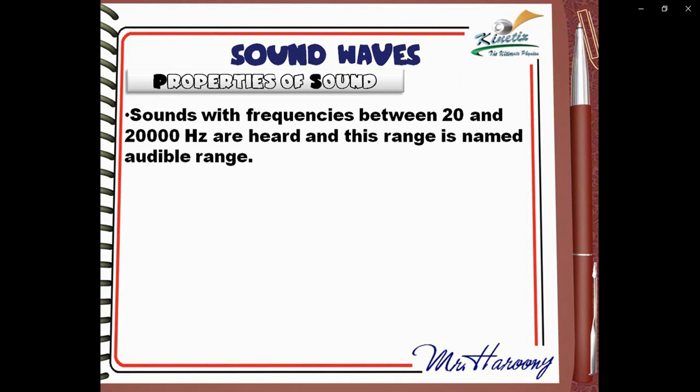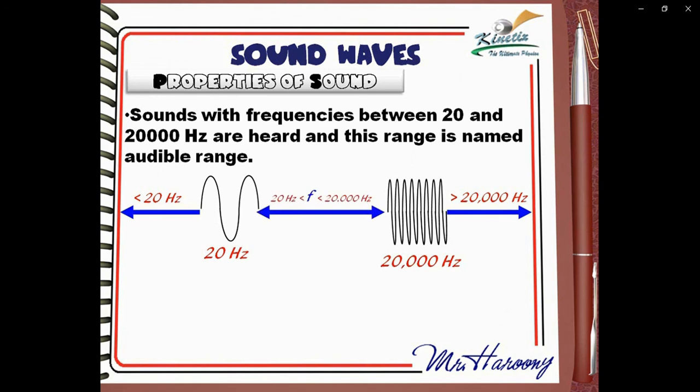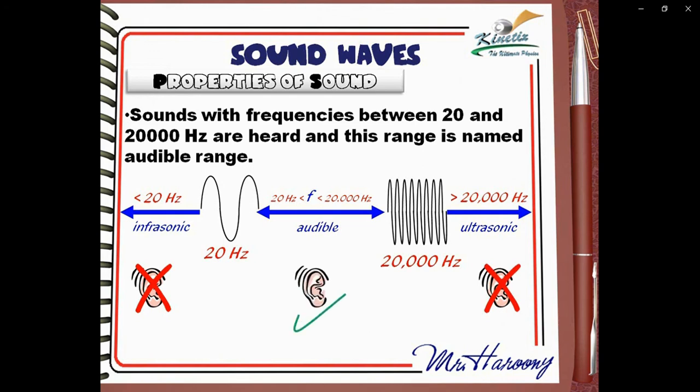Sounds with frequencies between 20 Hz and 20,000 Hz can be heard, and this range is named the audible range. Hopefully you already came to know this in the previous class, even in your middle school. So there is less than 20 Hz and more than 20,000 Hz. Less than 20 Hz is called subsound, or sometimes infrasonic sound. And more than 20,000 Hz is ultrasonic sound. So we cannot hear infrasonic and ultrasonic sound, but we can hear only audible sound.